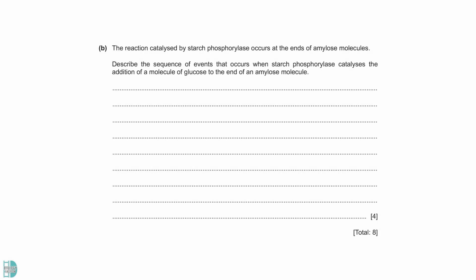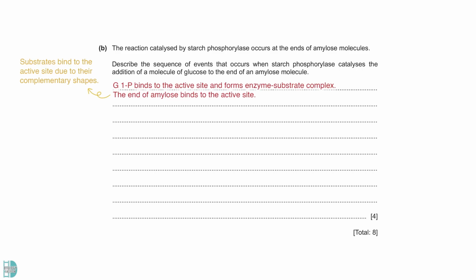B. Describe the sequence of events that occur when starch phosphorylase catalyzes the addition of a molecule of glucose to the end of an amylose molecule. Like any enzymatic reaction, the substrate will bind to the active site of the enzyme. They have complementary shapes. G1P and one end of amylose bind to the active site and form an enzyme-substrate complex. The active site changes its shape when substrates bind to fit better with them. This is described in the induced fit hypothesis.